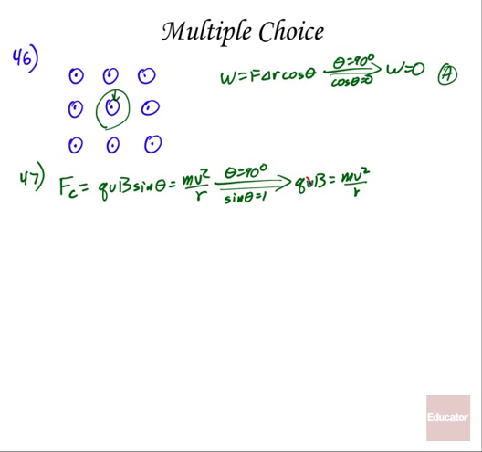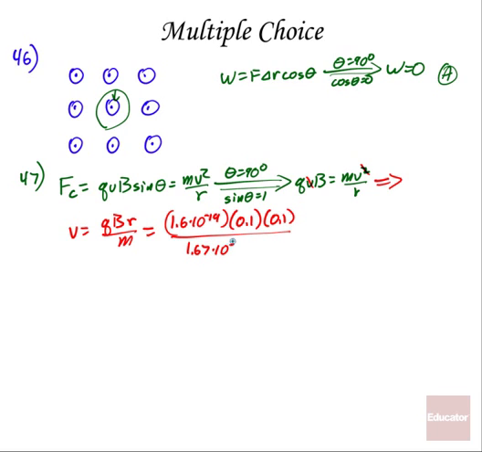Little simplification here. We can divide a velocity out of both sides. Solving for v then, I could say that v equals QBR divided by m. And substituting in my values, Q is 1.6 times 10 to the minus 19. B is going to be 0.1 Tesla. Our radius here, 0.1 meter. And the mass of our proton, about 1.67 times 10 to the minus 27 kilograms.